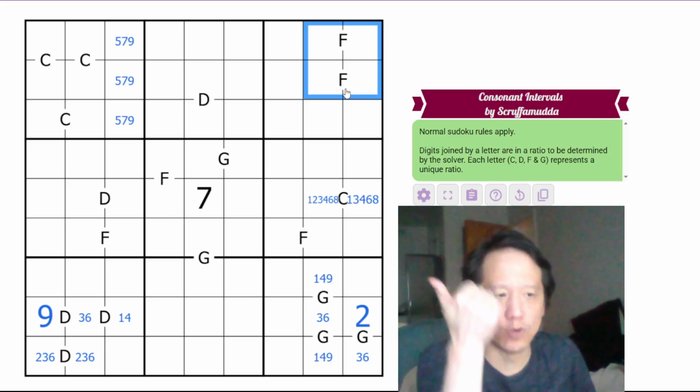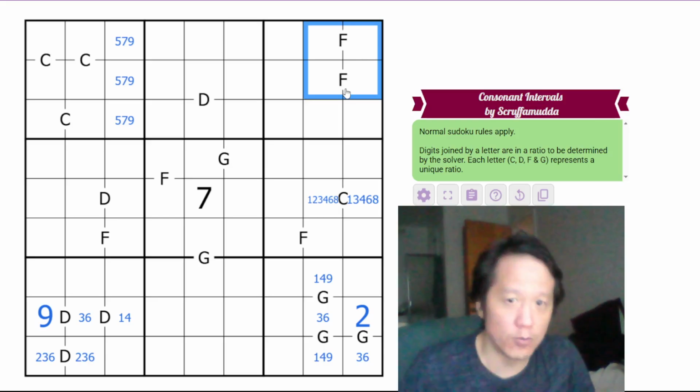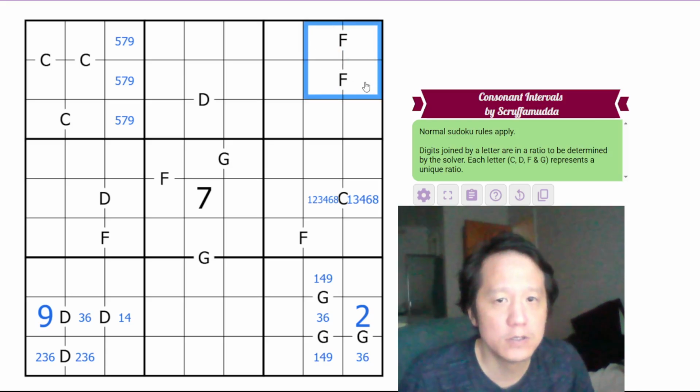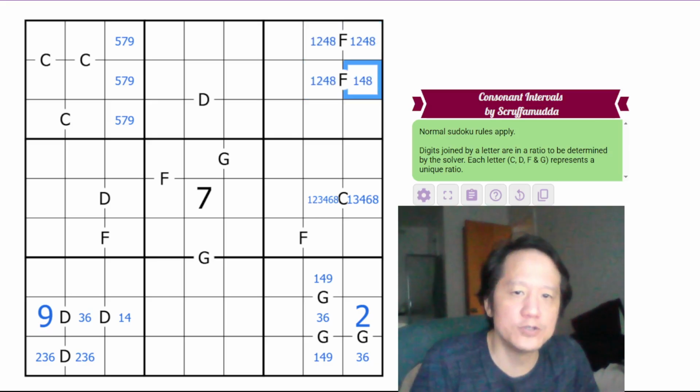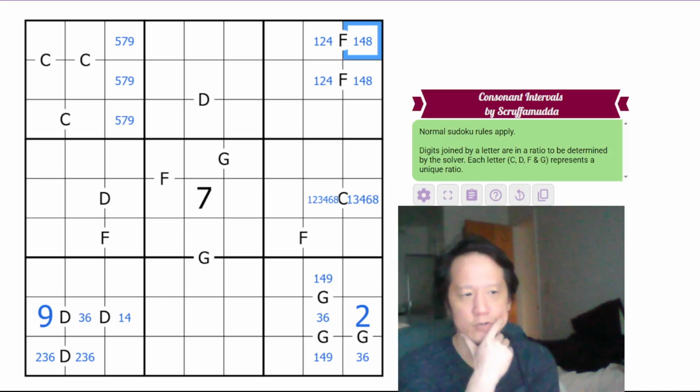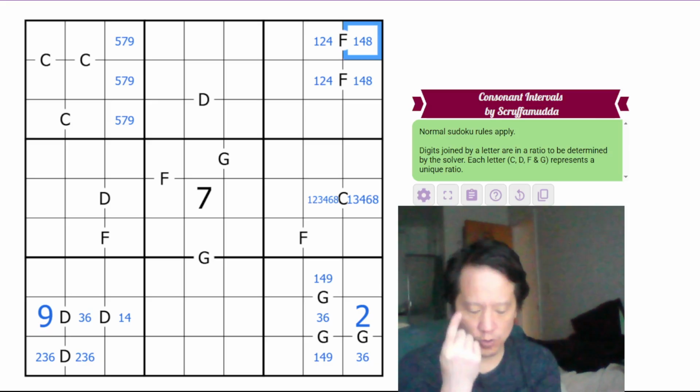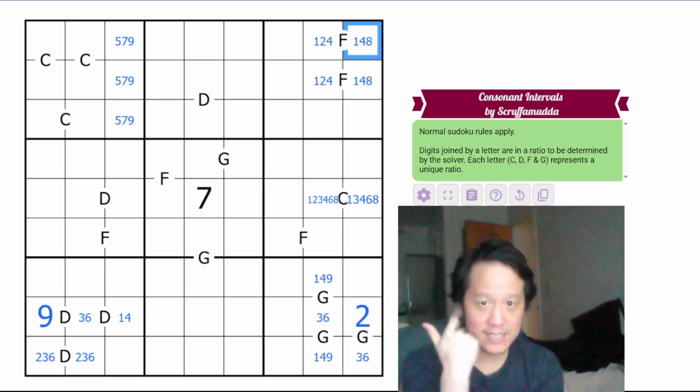If it's 4 to 1, that means you have the pair 1 4 and 2 8. Well, 2 cannot be here, so 2 would have to be here. 2 would be next to an 8, so 8 would be here. If you have a 4 to 3 ratio, it's either 4 3 or 8 6.